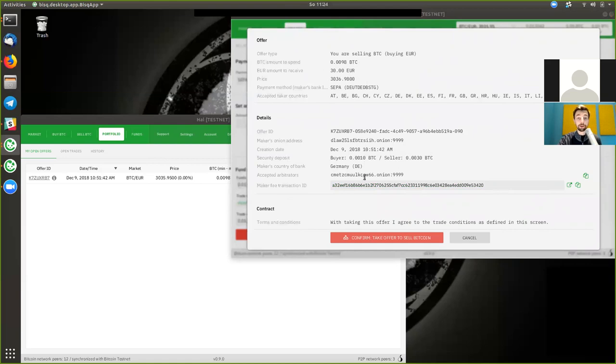And it is a German bank account with, again, the arbitrator's onion address, which we'll talk about in the future. And there is already a fee transaction ID, which is right here. And again, this is a private contract. Never ever break private promises and contracts. Terms and conditions do apply.